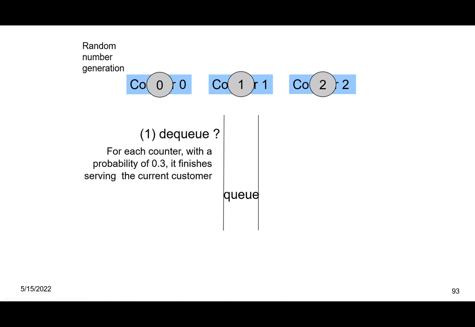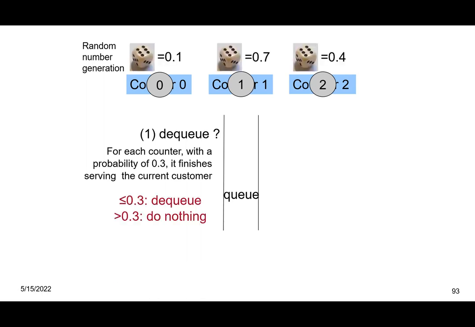As I told you, for every counter, you need to generate a random value. Like in our scenario description just now, we say that for every counter you use a probability of 0.3 to determine whether it finished serving the current customer or not. So if the random number that you generated is a value less than or equal to 0.3, you are going to remove this customer from the counter. It means this customer has finished already, then they will go.